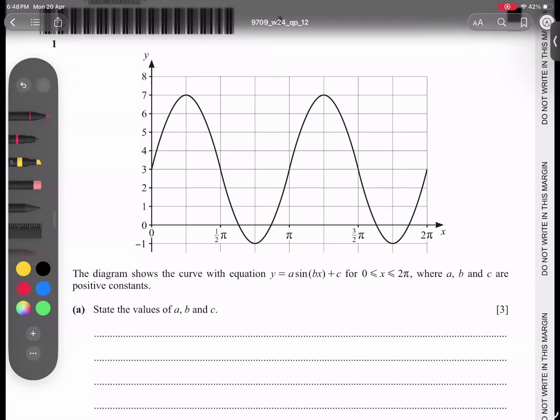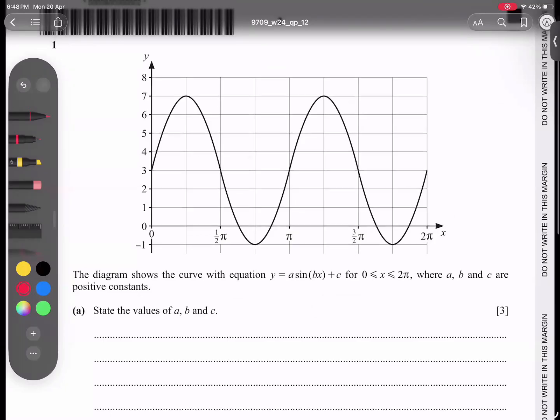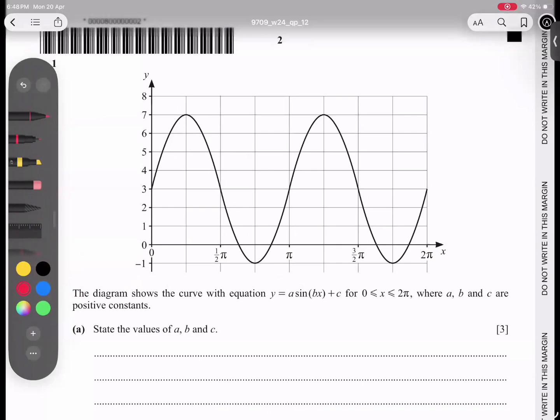But before we go for it, we must know something which is very, very important. The multiplying factor is called amplitude. And the other one, the adding or subtracting factor, is called the axis. So this C is called the axis. And B stands for the number of cycles, NOC.